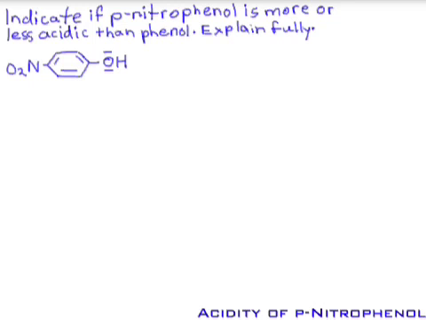In this homework problem, you were asked to indicate if p-Nitrophenol was more or less acidic than phenol. Using resonance structures, you had to explain your answer fully. You were given the following structure, and you were told that in order to draw the resonance structures, you would have to look at the Lewis structure of the NO2 fragment off the ring.